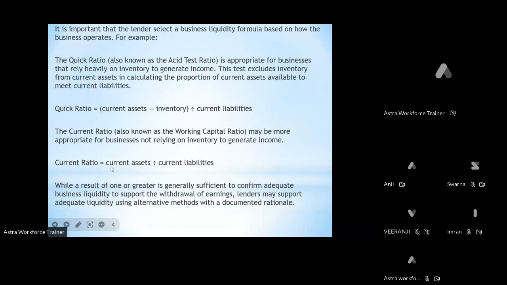Okay, so if the current ratio is more than 1, that means the borrower has adequate liquidity to support the withdrawals for the earnings. Withdrawals means they're getting the profit sharing, right? So if the current ratio is more than 1, they will be able to withdraw their earnings. If it is less than 1, that means assets and liabilities are equal, so there will be no losses and no profit. If there is no profit, then the borrower may not get earnings from the business.